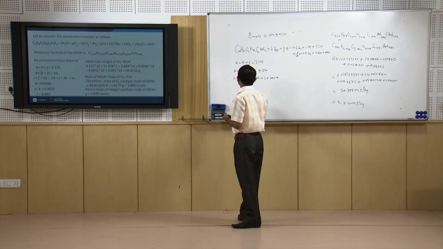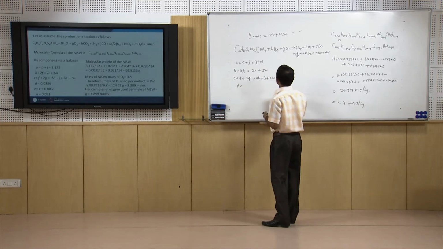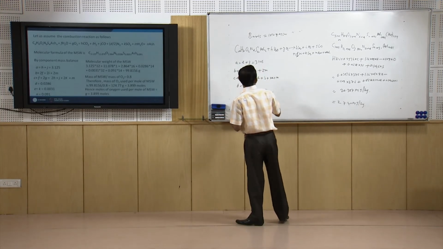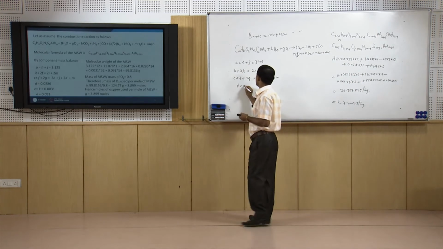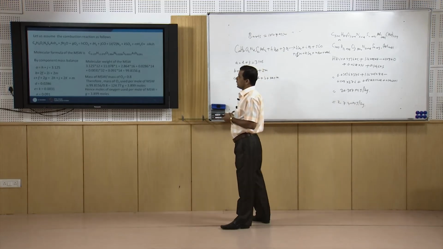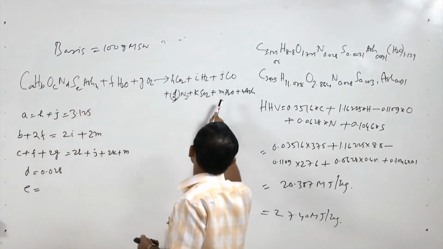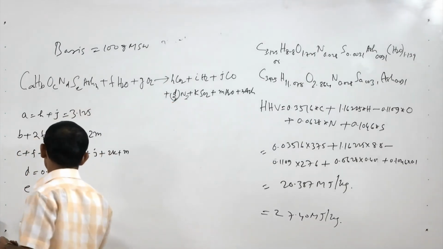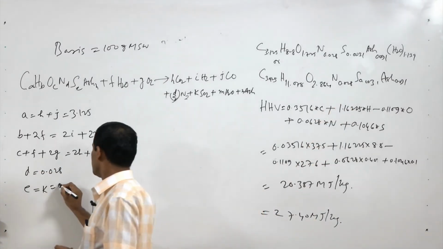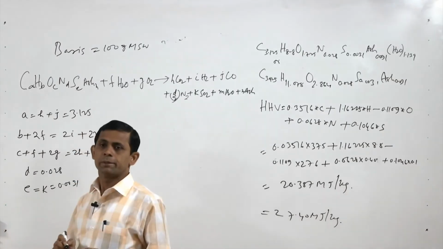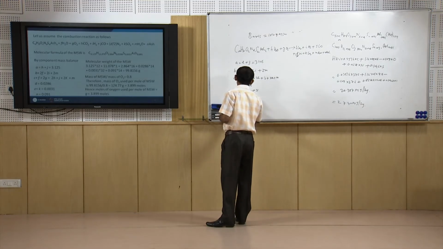Now, from the nitrogen balance, D is equal to 0.028. Then by sulfur balance, E is equal to K, and E is equal to 0.0031. Now N is equal to 0.091.